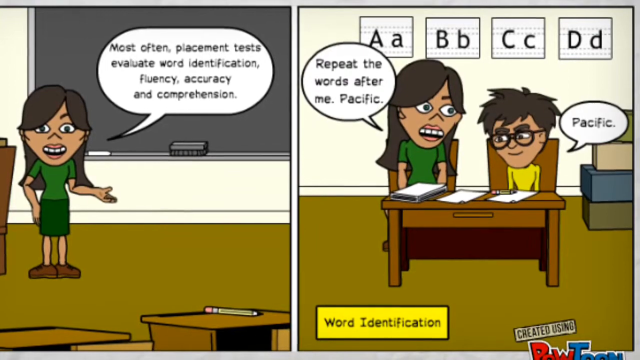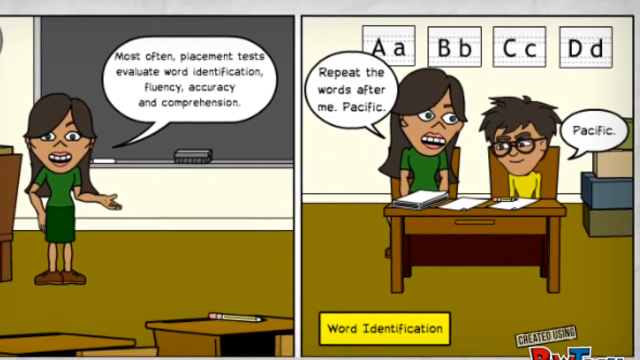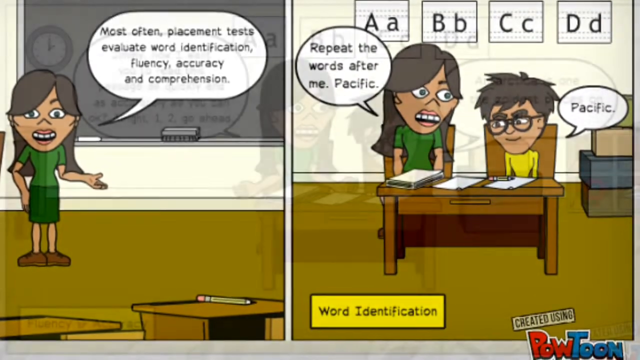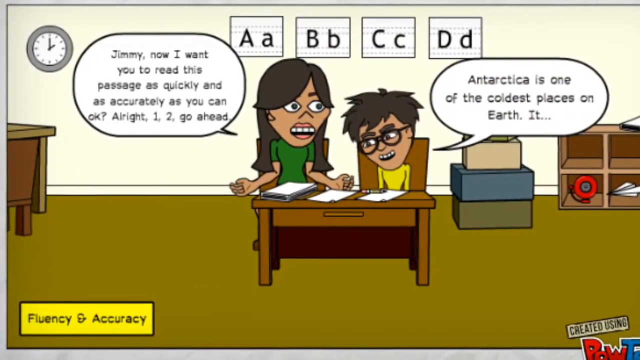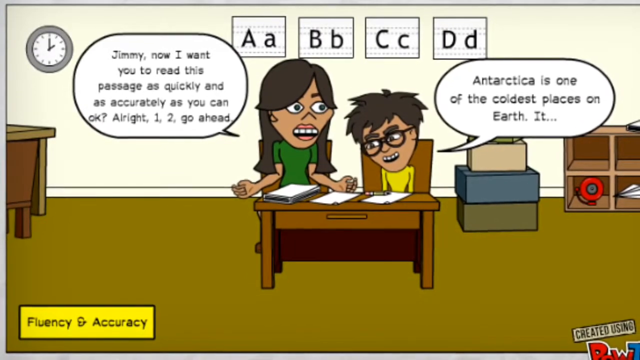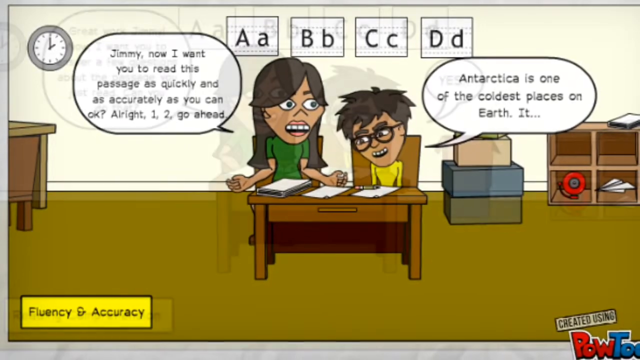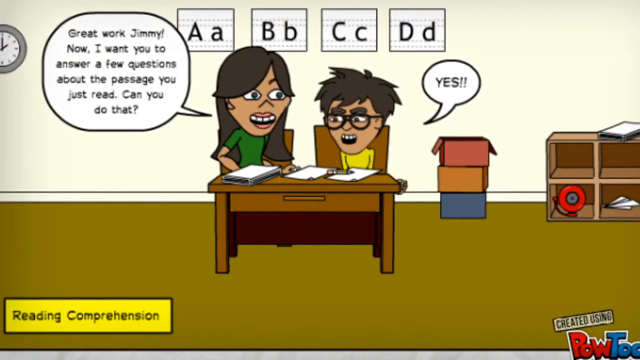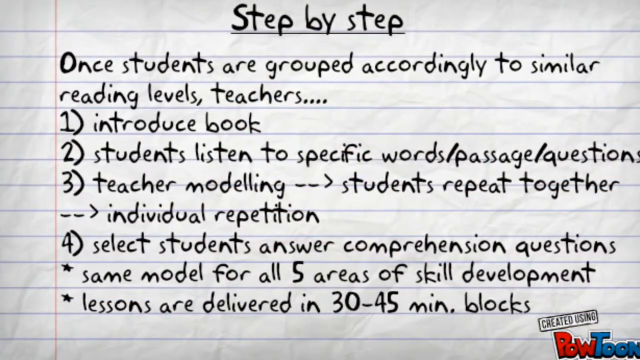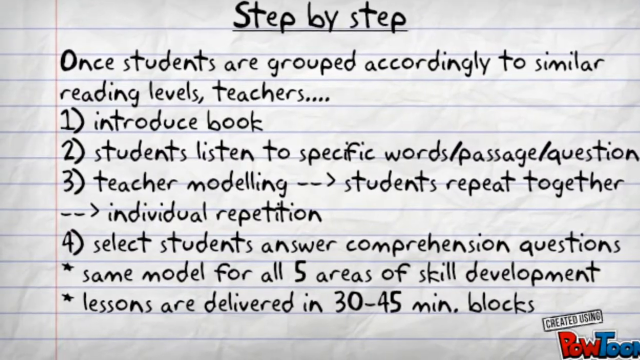The placement tests are divided into 3 parts. As per the following scenario, the first part focuses on word identification. The second part looks at fluency and accuracy. And the last part looks at reading comprehension. Here's an overview of steps a teacher needs to follow when working with groups instead of individual students.